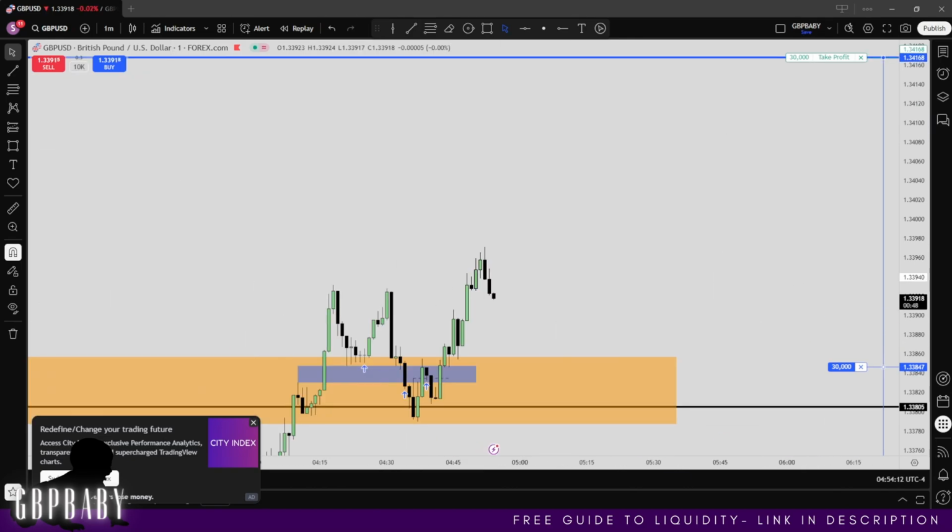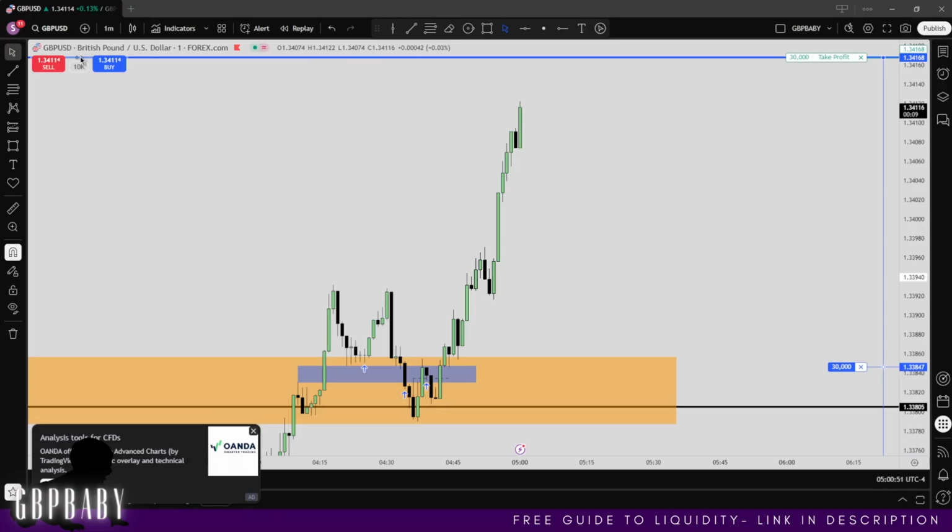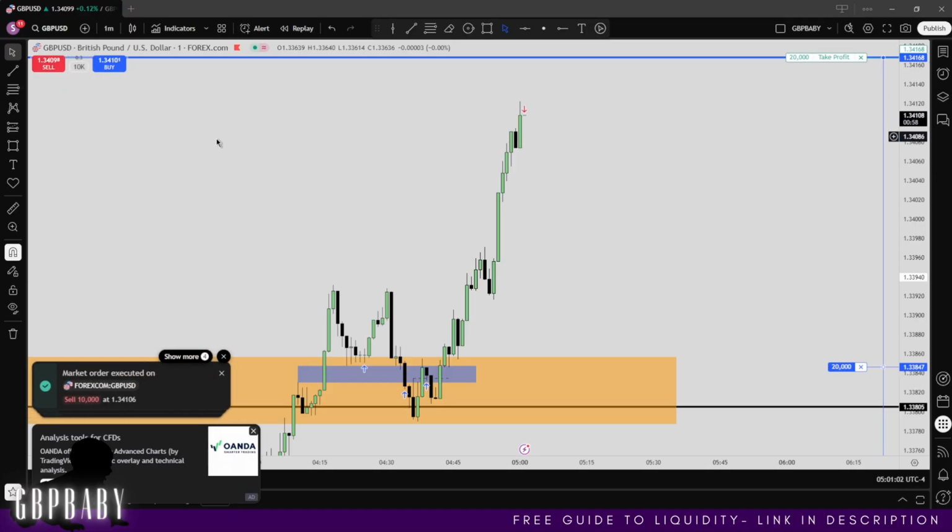So price expanded quite nicely, as you can see, and this is where I decided to take my first partial. Now usually I take a partial earlier, I forgot, to be honest. So here we pay the trader, take the partial. Now it's so important to do this because obviously it removes risk, and that's all that this is. It's risk management, isn't it?